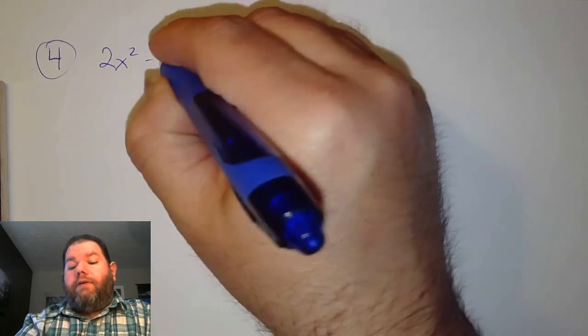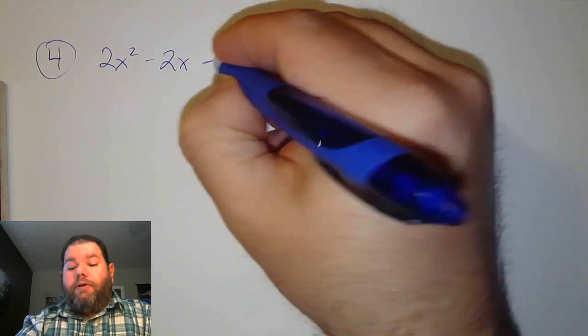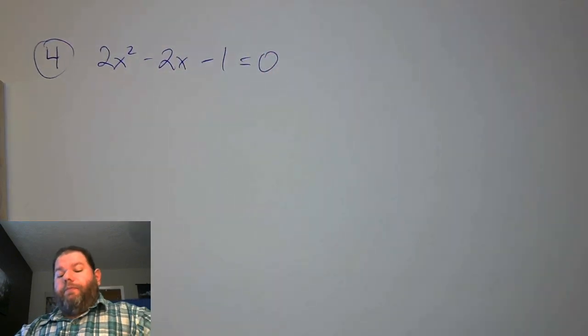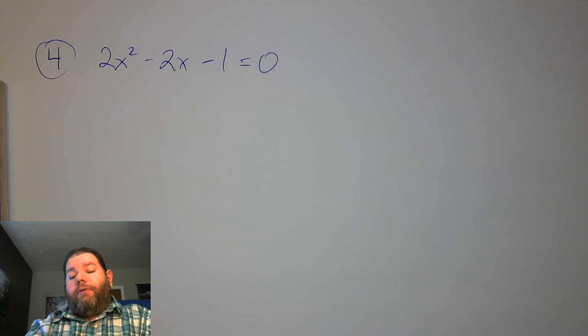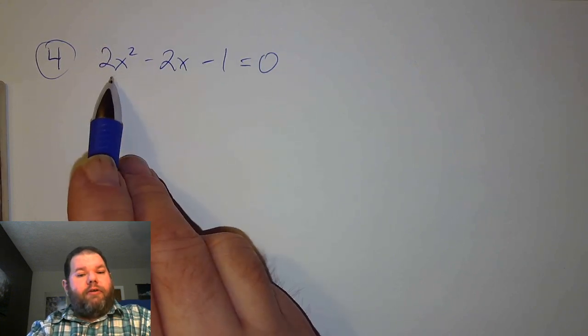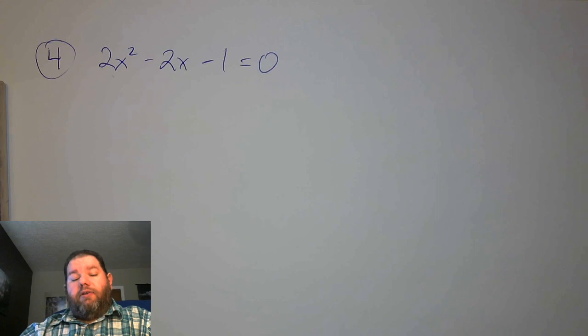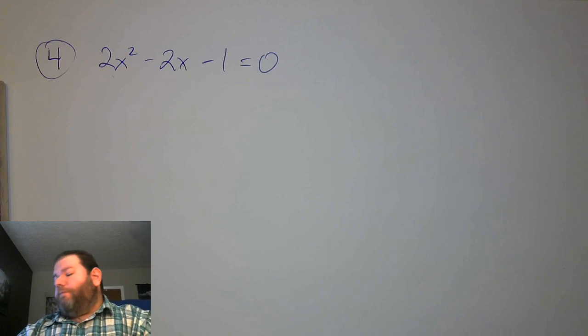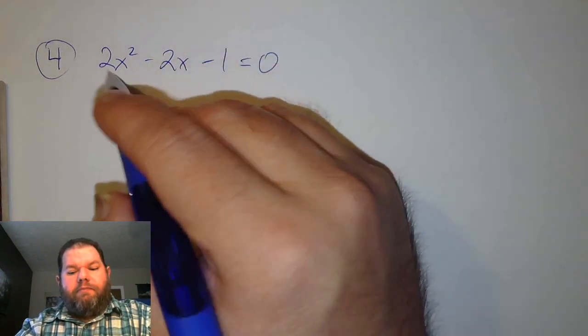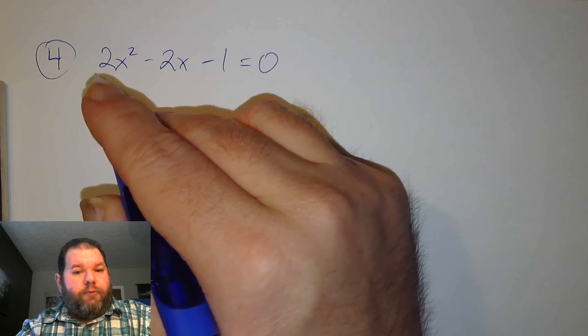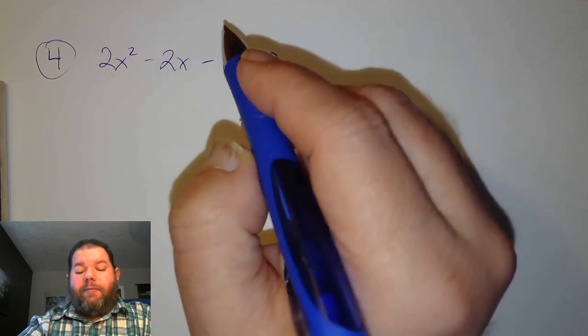Problem 4, we have 2x squared minus 2x minus 1 is equal to 0. Now in this case, we again have a trinomial equal to 0. I don't think this one is factorable. And again, because we have the 2 in front of the x squared, I would recommend we just play it safe and use the quadratic formula to solve that. Our factoring approach that I've been using only works if the number in front of x squared is 1. So anything else, we can't use the same approach.